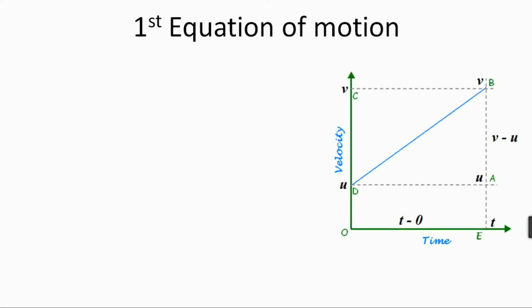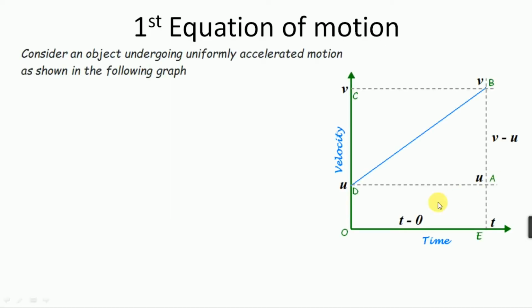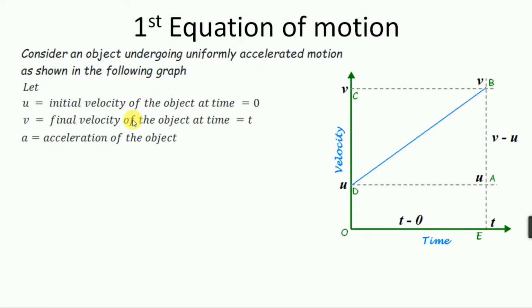Now we'll derive the first equation. This is the graph for the derivation. An object is undergoing uniform acceleration. When time is 0, the initial velocity is u. After time t, the final velocity is v. So we have the initial velocity, the final velocity, and a is the acceleration of the particle.